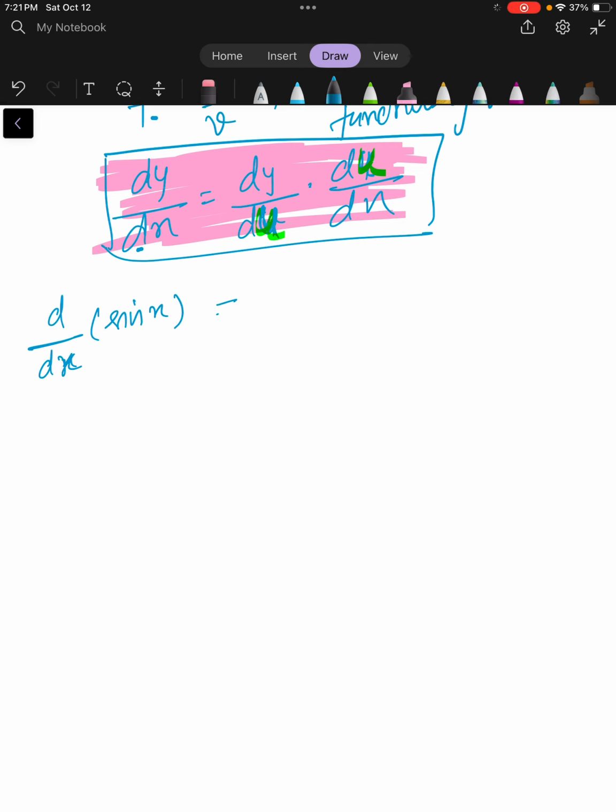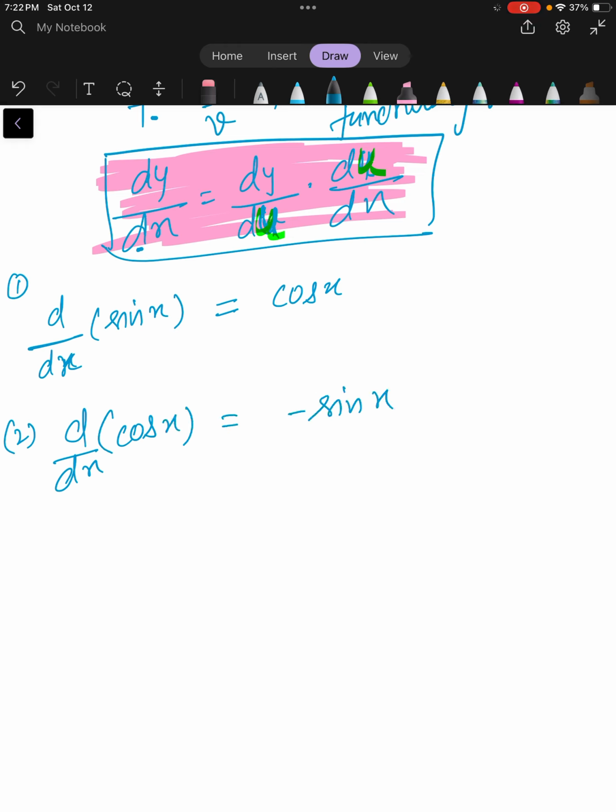Okay, so the formula for this sine is the reverse of this one. The result is cos x. This is the first formula. The second formula is d upon dx of cos x, which is equal to minus sine x. The third one is d upon dx of tangent x is equal to secant square x.